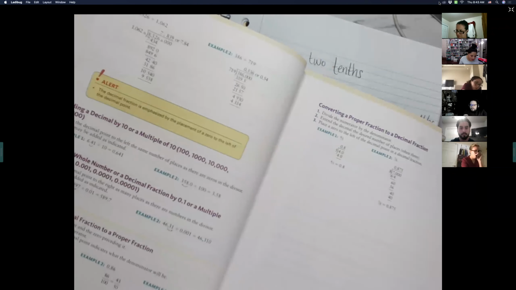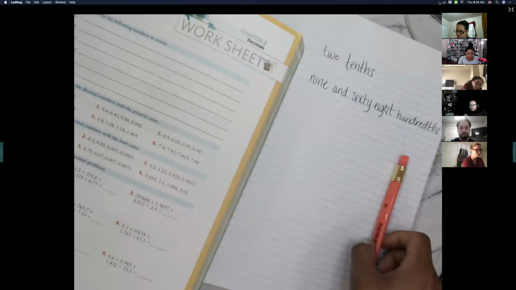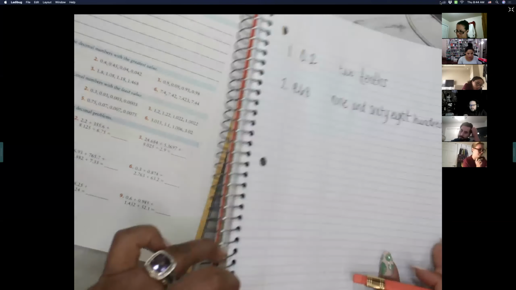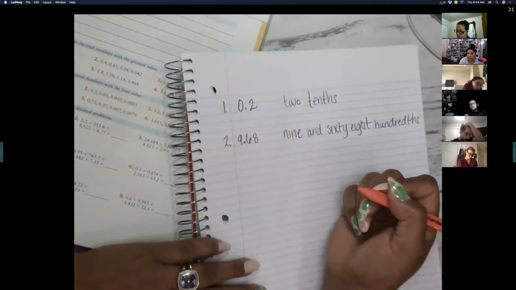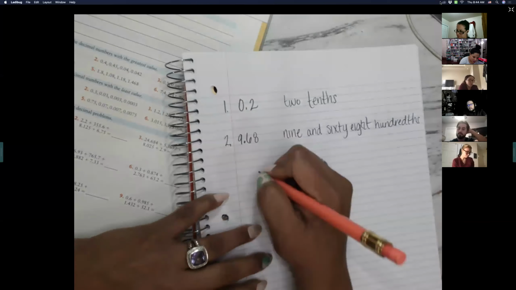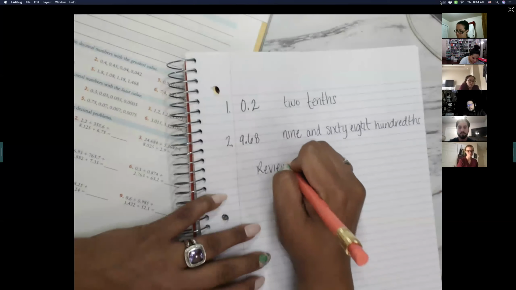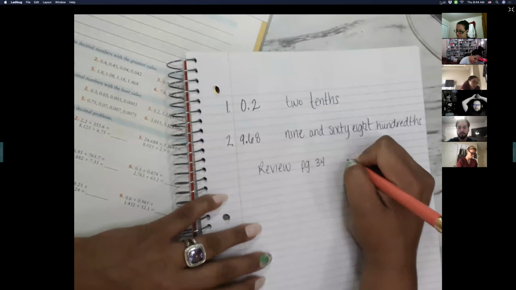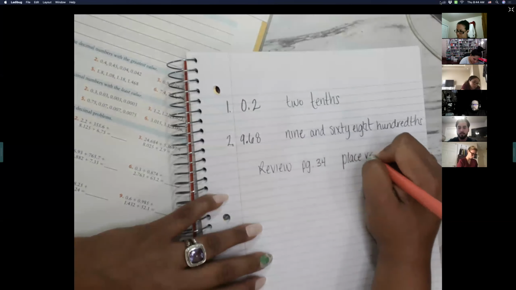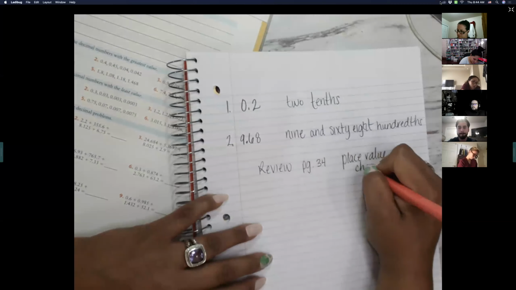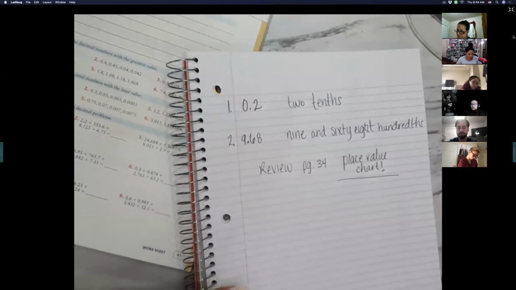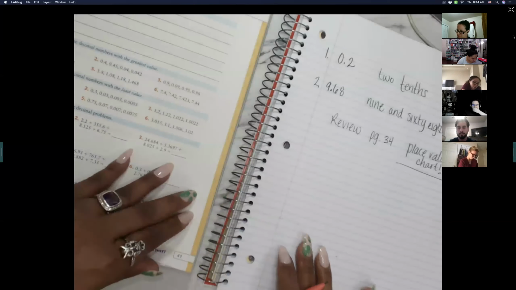Okay, so let's go back. I think that's enough of that section. I think we're good. If you need more practice or refreshing on the names of the place values behind the decimals, review page 34, place value table or place value chart. Okay, so what do I want us to do here? Does everyone feel good about adding decimals?